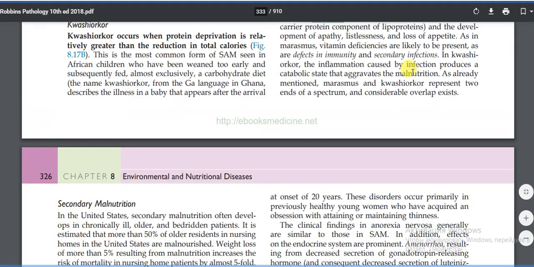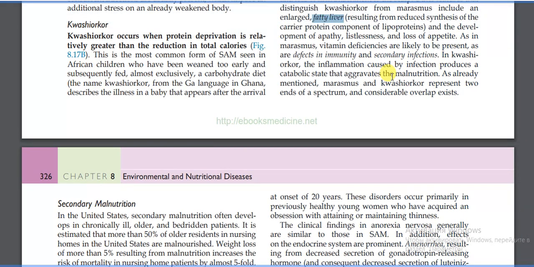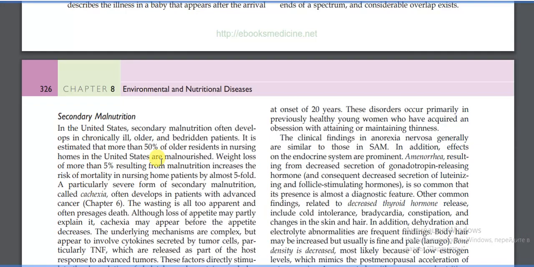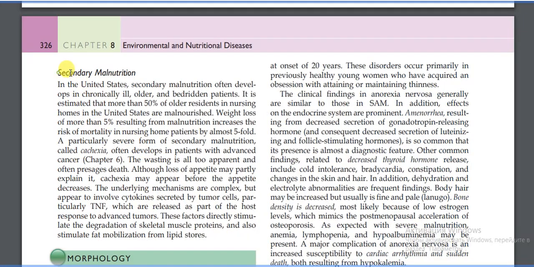Kwashiorkor. So you see the main difference between kwashiorkor and marasmus is that in kwashiorkor we have even a normal intake of carbohydrates, but we have a decreased amount of proteins. Okay, and then let's talk about secondary malnutrition. Let's talk about it on the example of the United States.